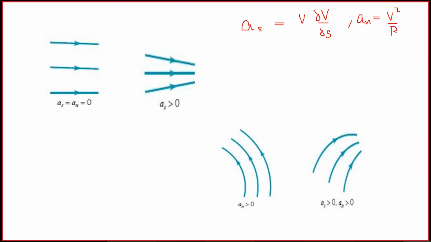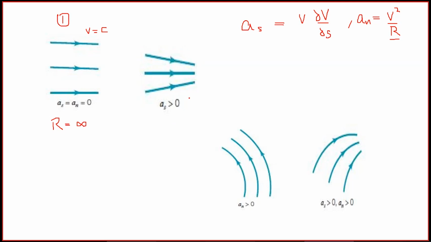Considering the first situation, we number it as 1. In situation 1, the figure is indicating AS equals AN equals 0. AS 0 क्यों है? क्योंकि हमारी velocity constant है, so the derivative of the velocity is 0. It means that acceleration would be 0. Normal वाली क्यों 0 है? Because it's a straight path. The radius of curvature R is infinite here. Clear?